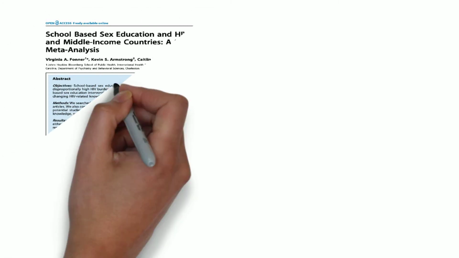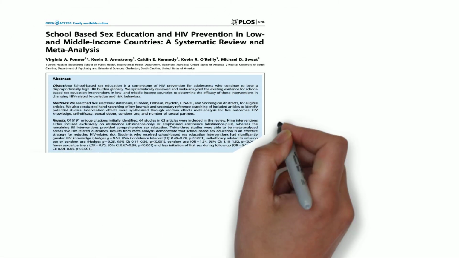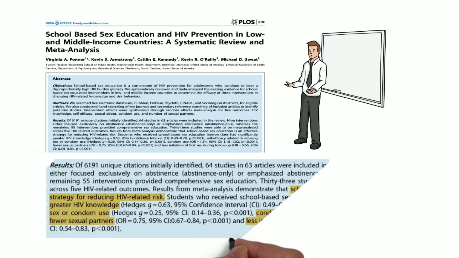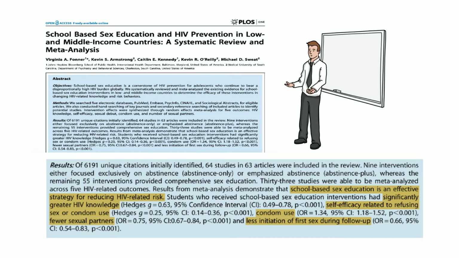Research was done in mid-income countries and demonstrated that school-based sex education is an effective strategy for reducing HIV-related risk. Students who received school-based sex education interventions had significantly greater HIV knowledge, self-efficacy related to refusing sex or condom use, fewer sexual partners, and less initiation of first sex during follow-up.